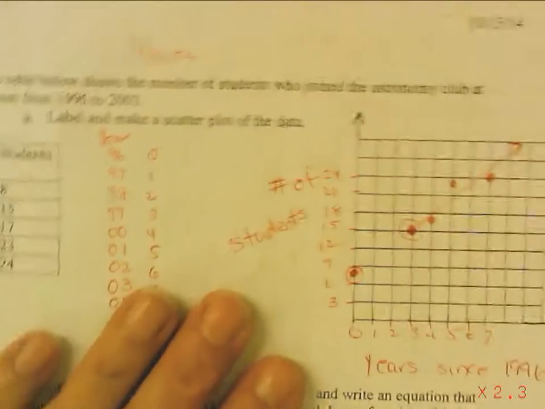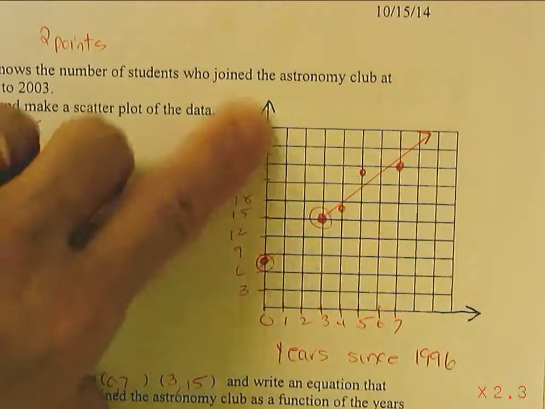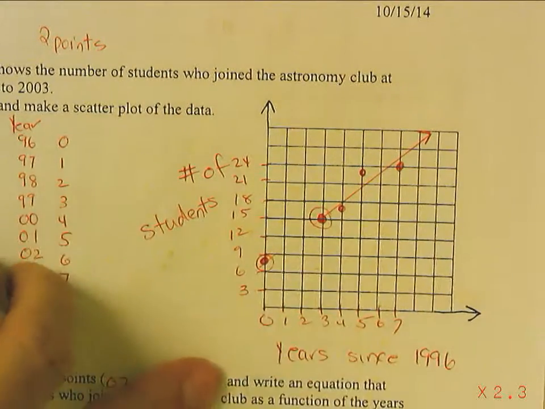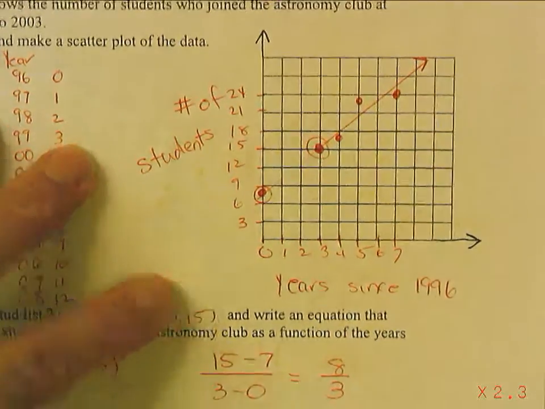I forgot to point out that on the previous one, you should have labeled this number of students. I counted by 3s. And years since 1996. So labeling is important, and I apologize I did not go over labeling.